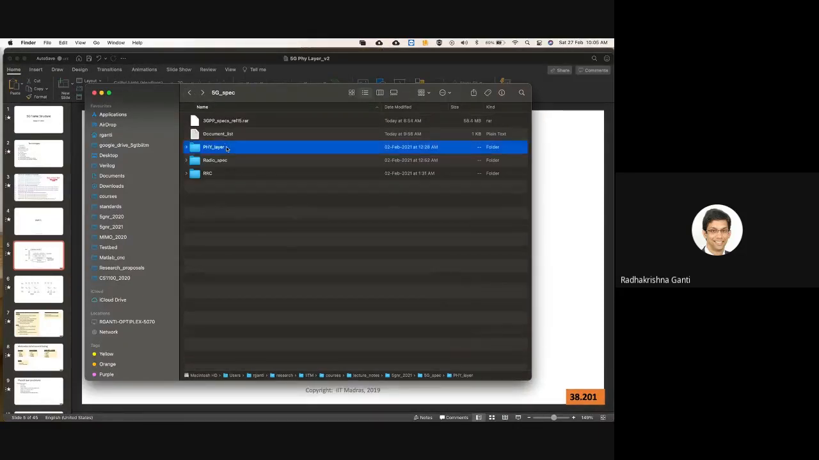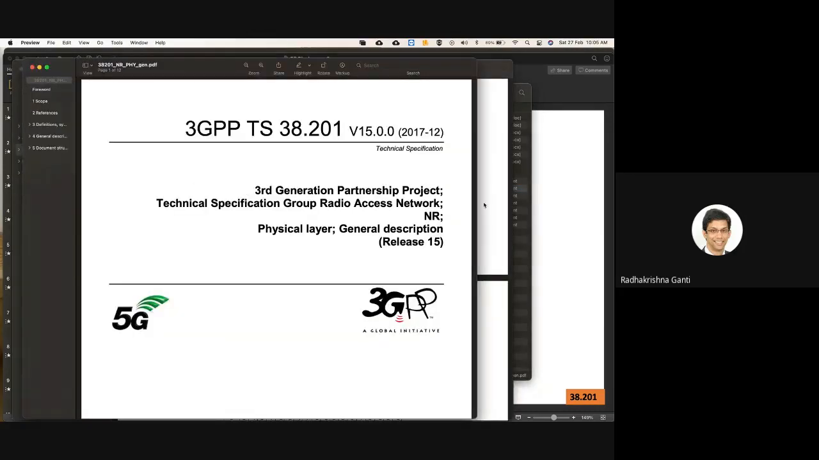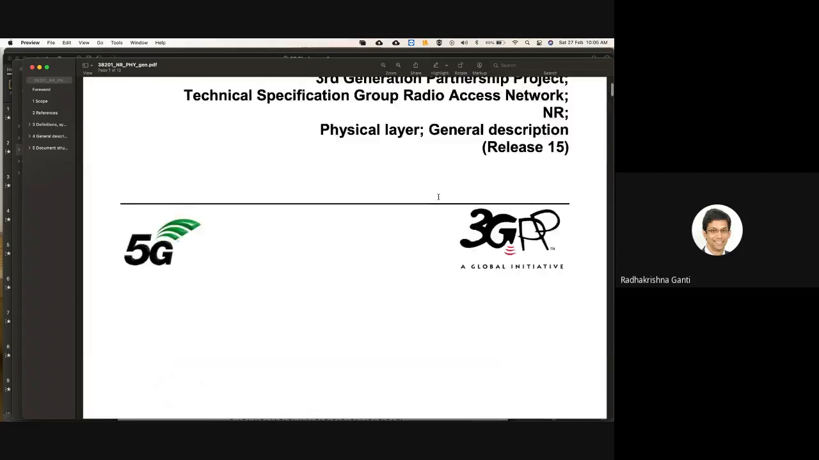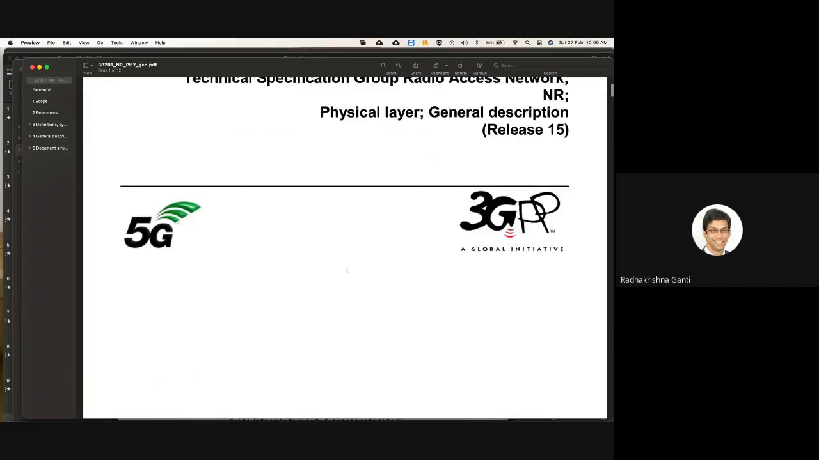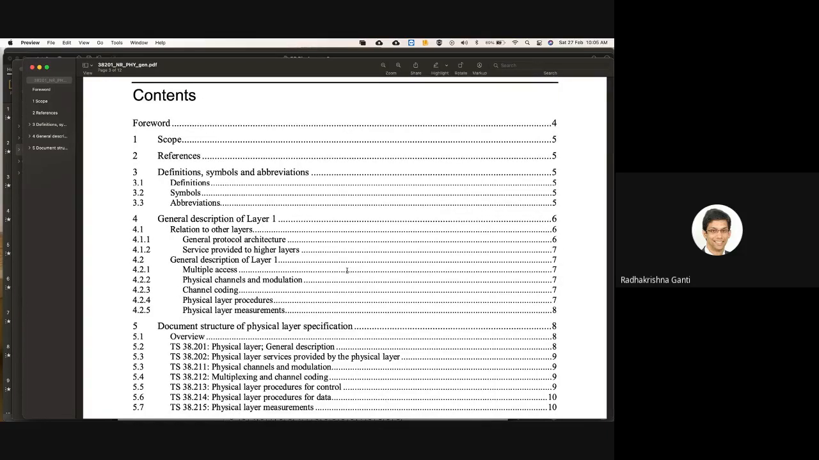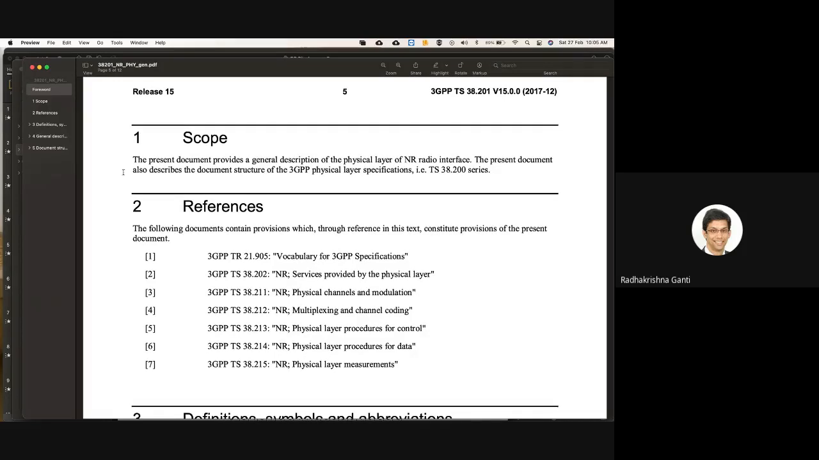I'll go to the physical layer. Just to give you an idea, it says the version number. It says 38.201 technical standard. The next part is generally the table of contents. Every document has this, followed by the scope of the document. The first part will always be the scope of the document. What does this document contain?